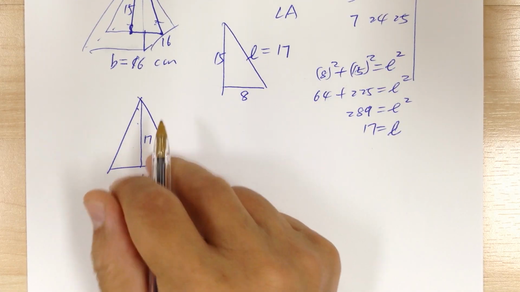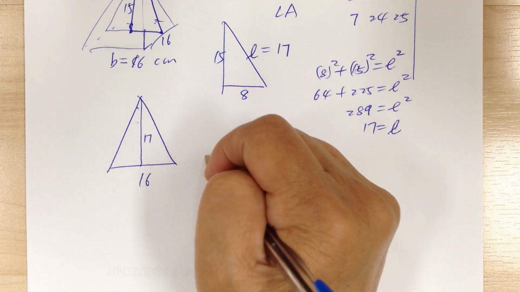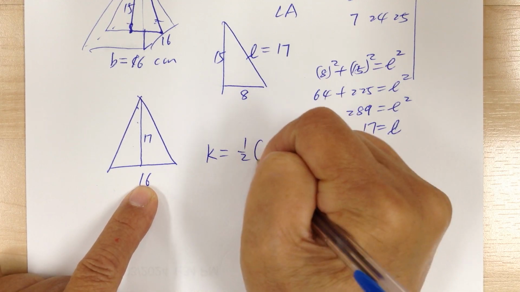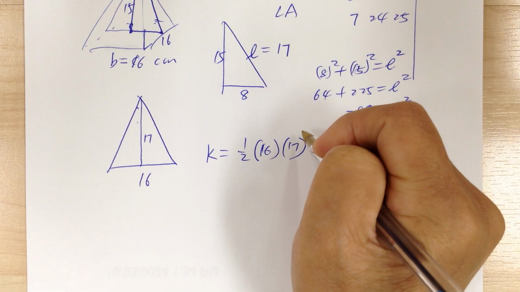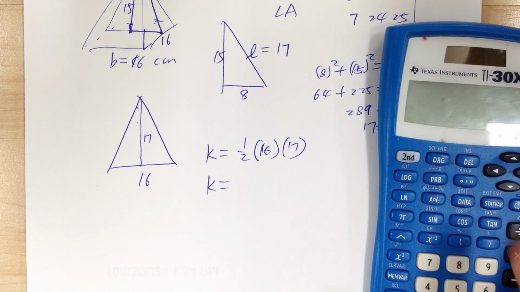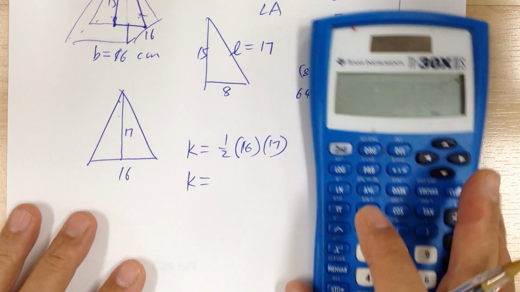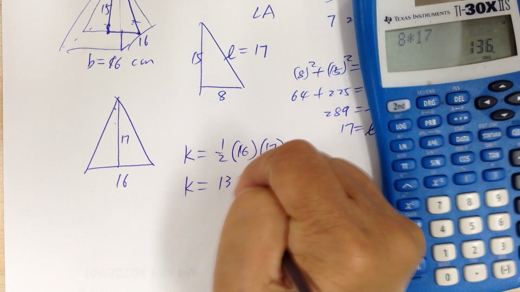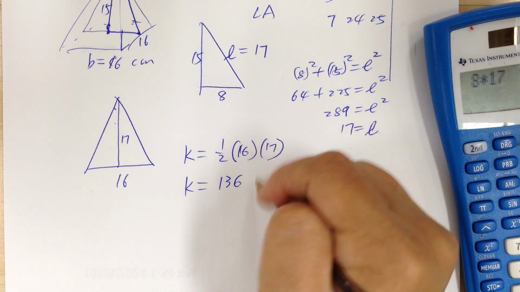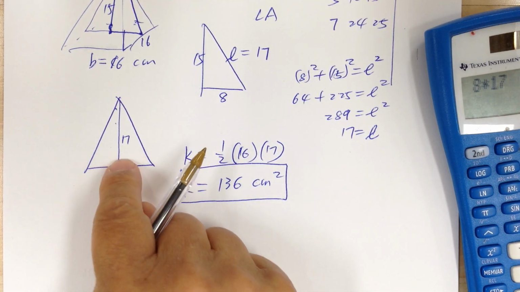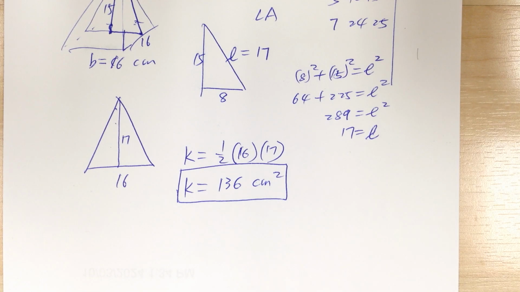So now you can figure out the area of this. The area of one face, I'm going to use K, would be equal to 1/2 base times height. So again, when you solve these problems, you have to draw pictures to help you visualize. So K would be 136, and the label is centimeters squared. So that would be the area of each triangular face. Okay, let's go to example 2.